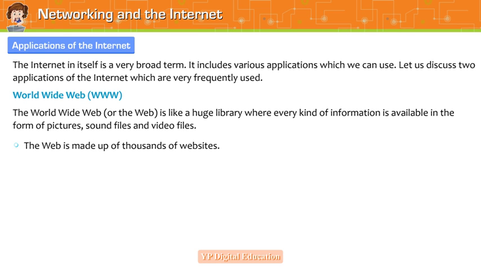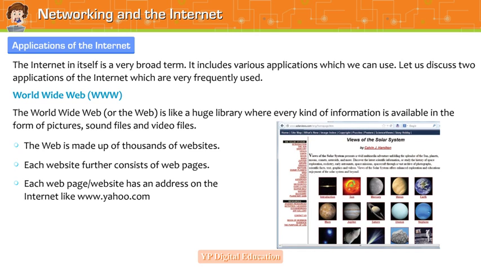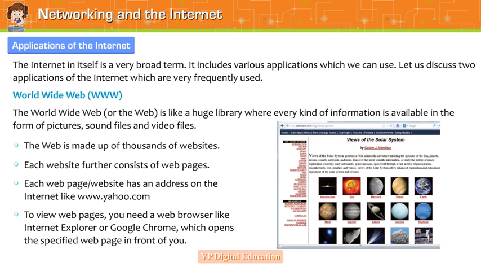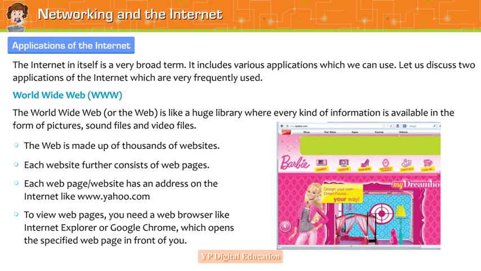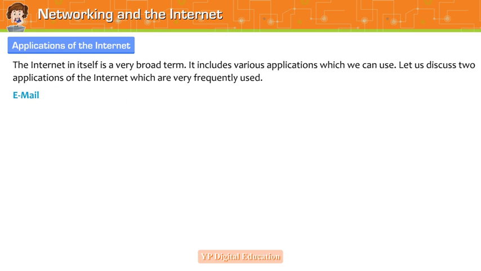The web is made up of thousands of websites. Each website further consists of web pages. Each web page or website has an address on the Internet like www.yahoo.com. To view web pages, you need a web browser like Internet Explorer or Google Chrome, which opens the specified web page in front of you. You can think of the web as a library, a website as a book, and web pages of that website as pages in that book.